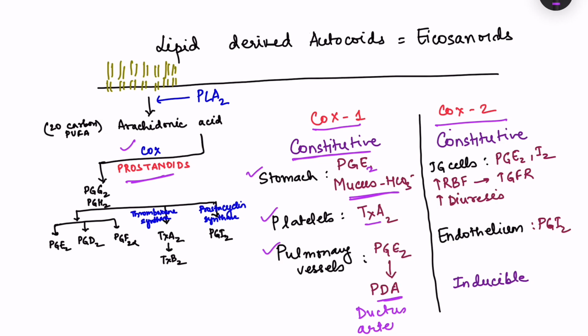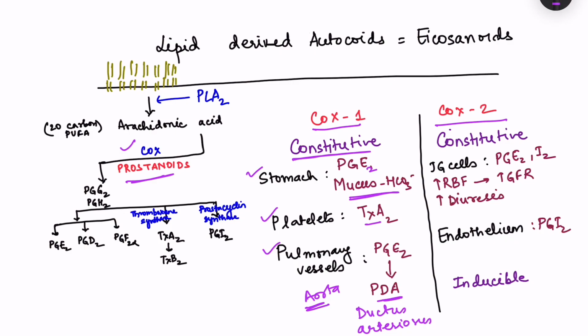Okay, ductus arteriosus is a vessel which connects the aorta with the pulmonary vessel. So when the blood moves into the pulmonary artery, instead of going into the lungs, it directly moves into the aorta. So in fetus, we don't want the blood to go into the lungs. Directly it should go into the aorta, into the systemic circulation. So it bypasses the lungs. So in fetus, this PGE2 maintains the patency of the ductus arteriosus.